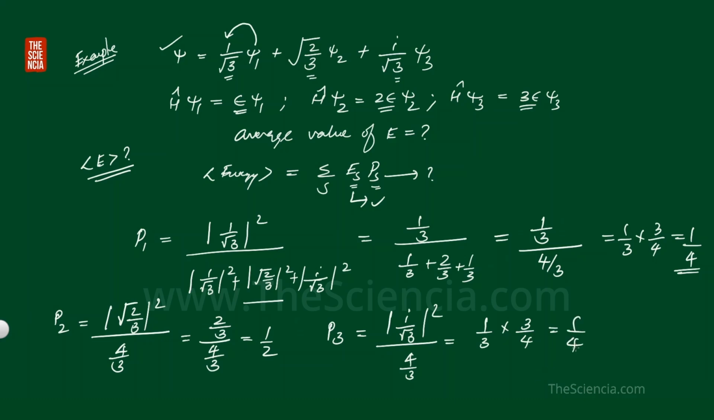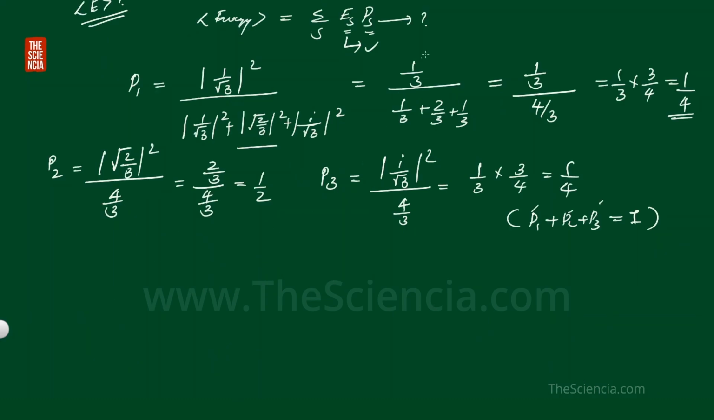Here also you can add all the probabilities. If you add P1 plus P2 plus P3, you will get 1. That is, the probability of finding the particle in that system is equal to 1, but the probability of finding the particle in each state is different, that is P1, P2 and P3. Okay. So now we can substitute all these values in this equation.